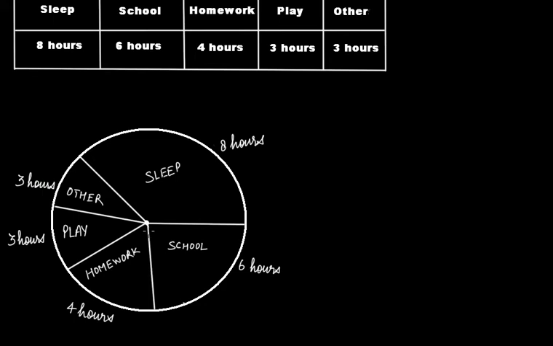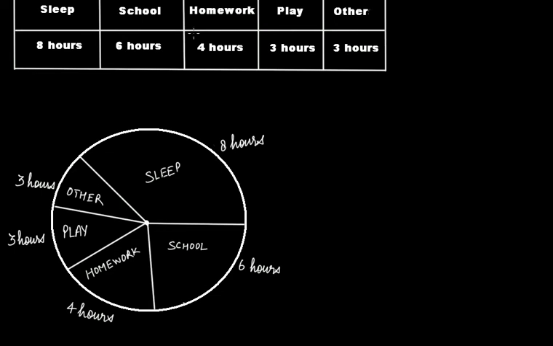So here this is a circle. This sector tells you that for 8 hours you sleep. This sector represents how many hours you spend in school, and so on and so forth, for homework, for play, and for other activities. Now, this is a pie chart or a circular graph for this information.